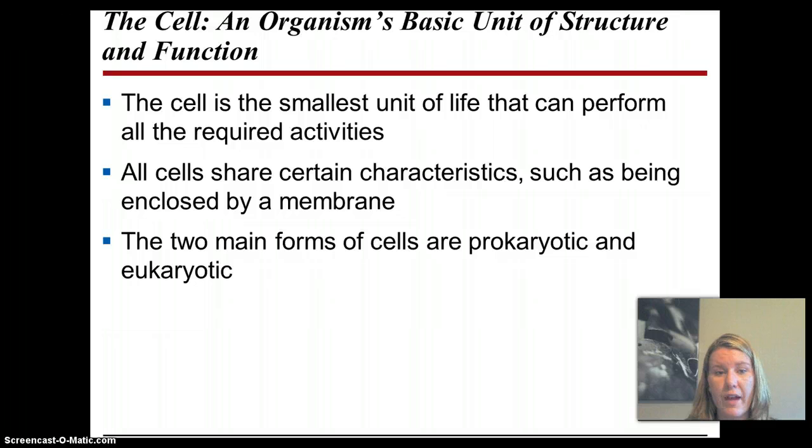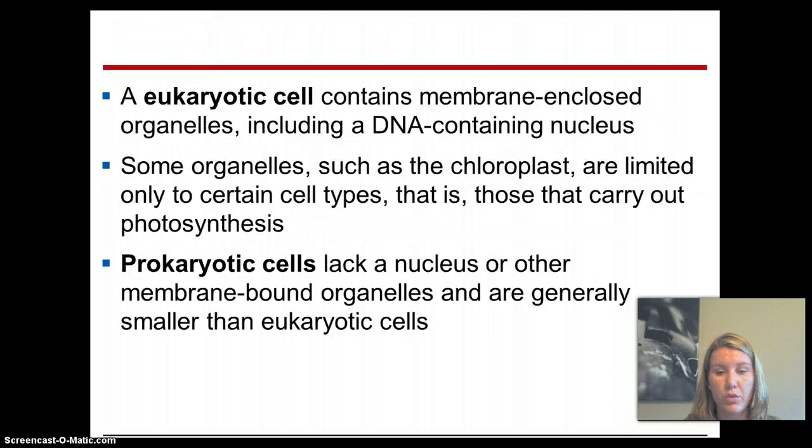Cell is the smallest unit of life. They all share certain characteristics, such as being enclosed by a membrane. Two main ones are prokaryotes and eukaryotes. You're a eukaryote. Bacteria and archaea are the only living prokaryotes. Eukaryotes have a DNA containing nucleus. They have membrane-enclosed organelles, like the chloroplast, the mitochondria, the endoplasmic reticulum.